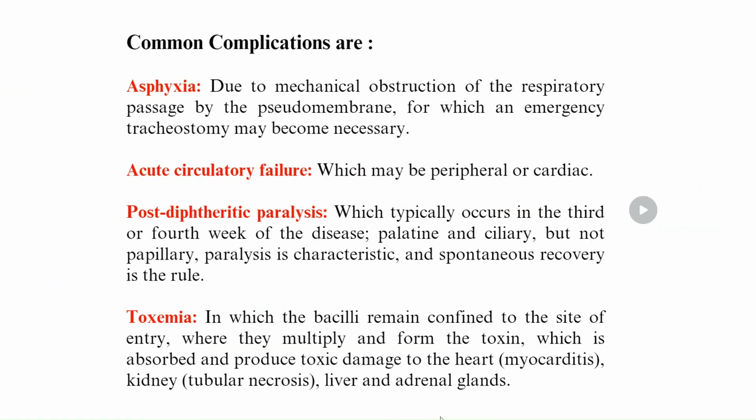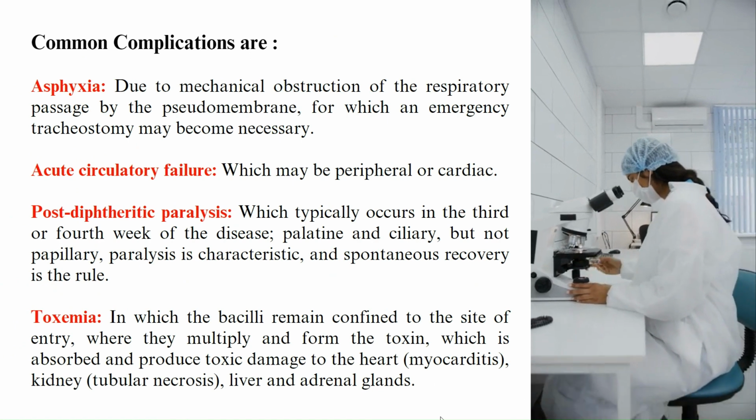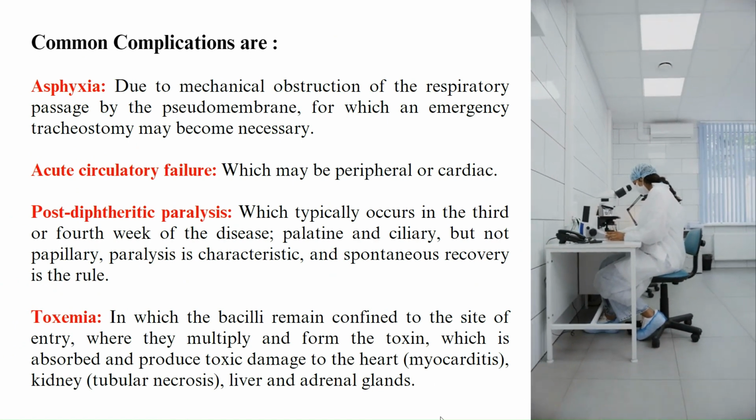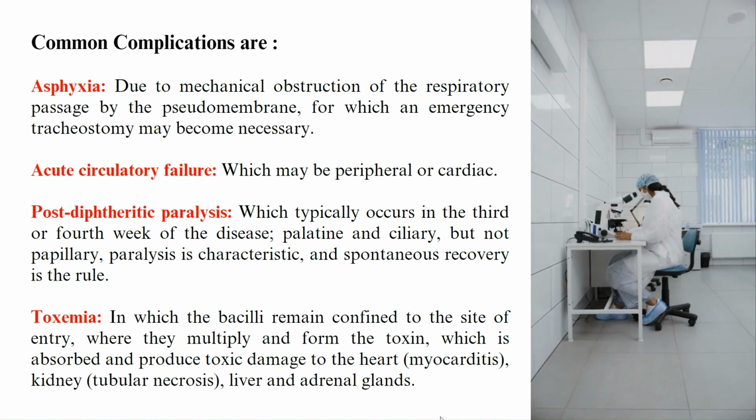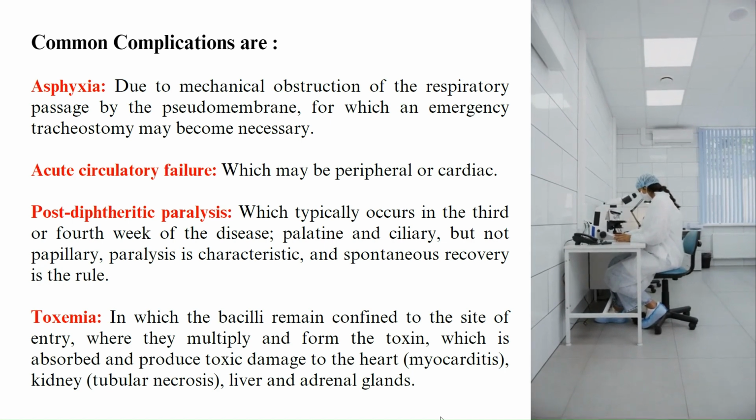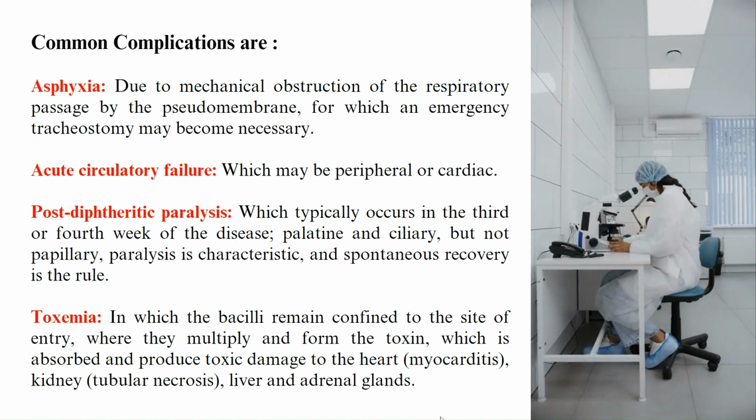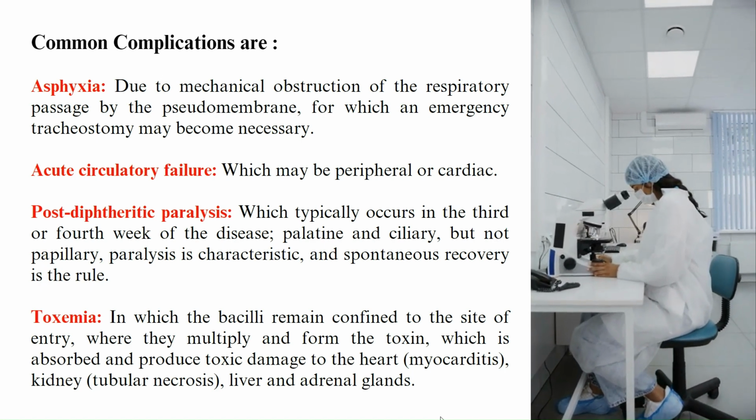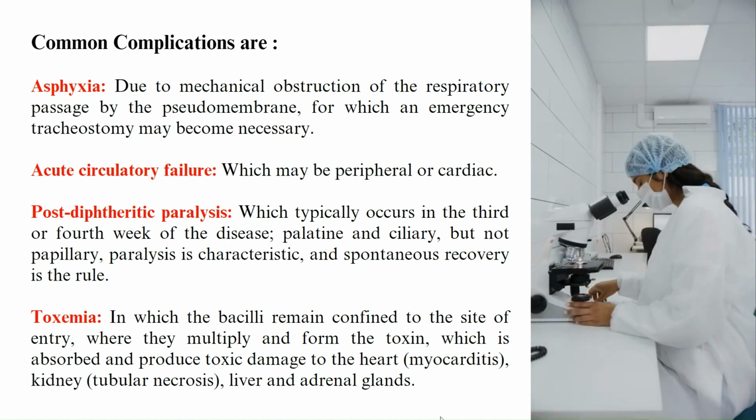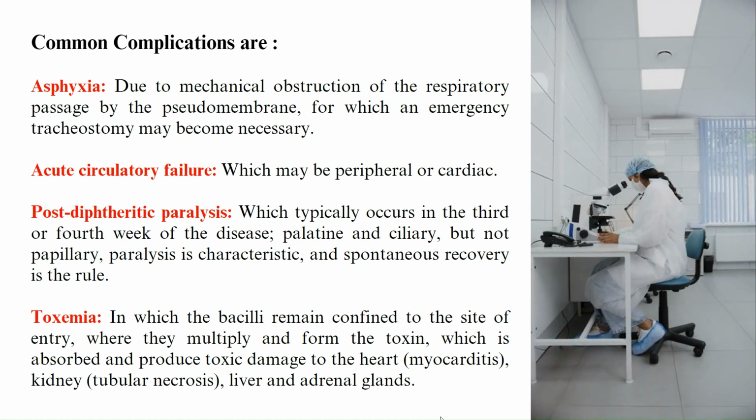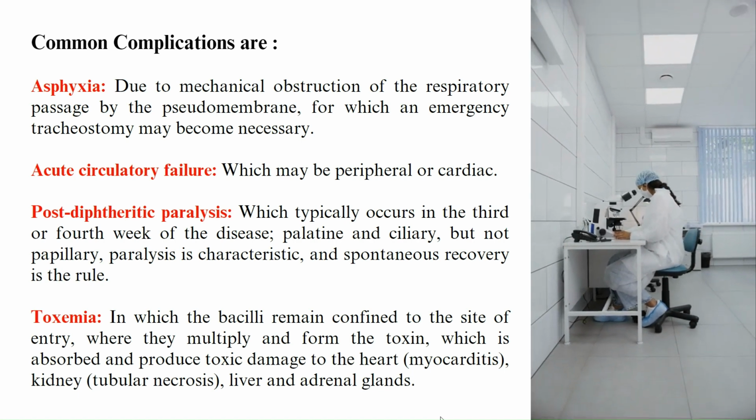Common complications are asphyxia, due to mechanical obstruction of the respiratory passage by the pseudomembrane, for which an emergency tracheostomy may become necessary. Acute circulatory failure, which may be peripheral or cardiac. Post-diphtheritic paralysis, which typically occurs in the 3rd or 4th week of the disease. Palatine and ciliary, but not pupillary, paralysis is characteristic, and spontaneous recovery is the rule.